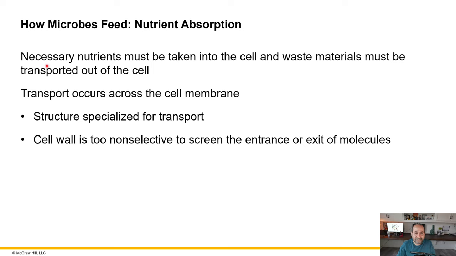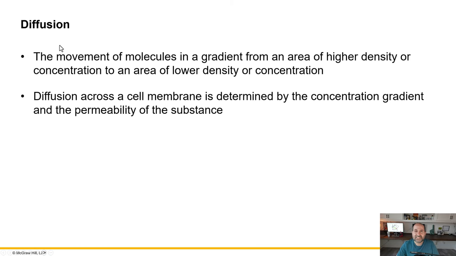The necessary nutrients must be taken into the cell, and then waste materials must be transported out of the cell. So this requires what's called transport. Things need to be transported into the cell and out of the cell through the cell membrane. To understand how substances get into the cell or out of the cell through the plasma membrane, we need to remember this concept of diffusion.